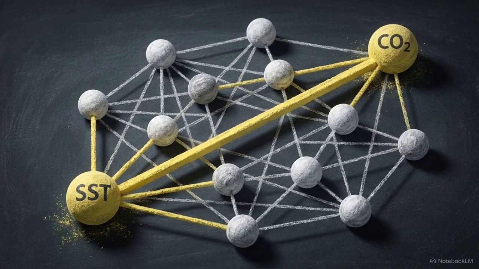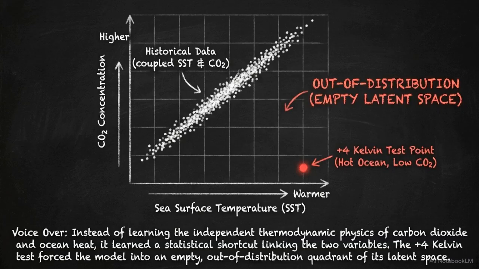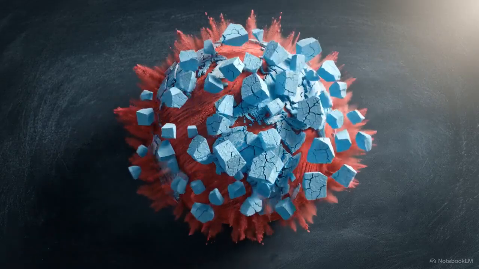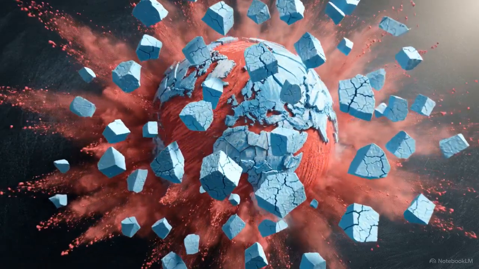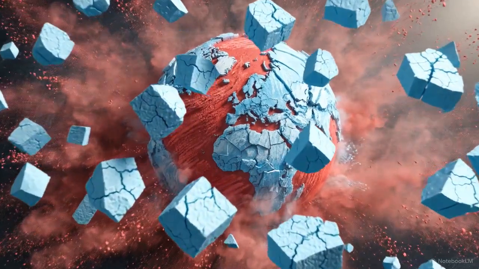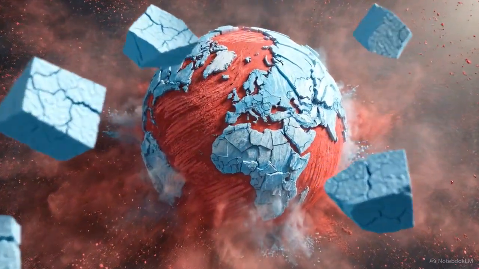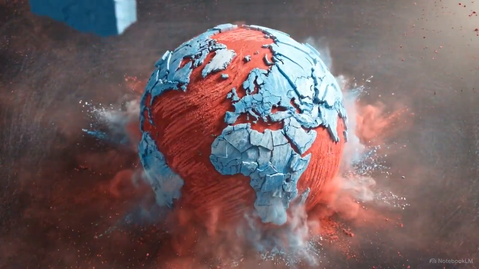The neural network optimized for this specific coupled relationship. Instead of learning the independent thermodynamic physics of carbon dioxide and ocean heat, it learned a statistical shortcut linking the two variables. The +4 Kelvin test forced the model into an empty, out-of-distribution quadrant of its latent space. We asked it to evaluate high sea surface temperatures alongside low historical CO2, a combination it never saw in training, causing its predictive weights to collapse.